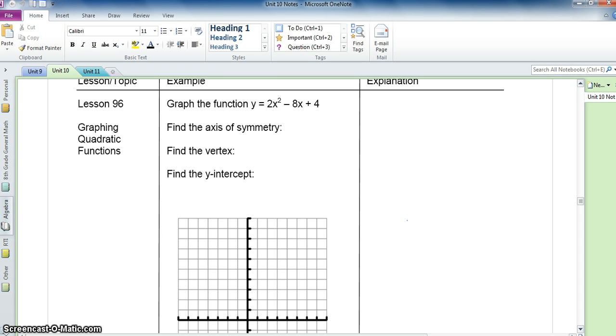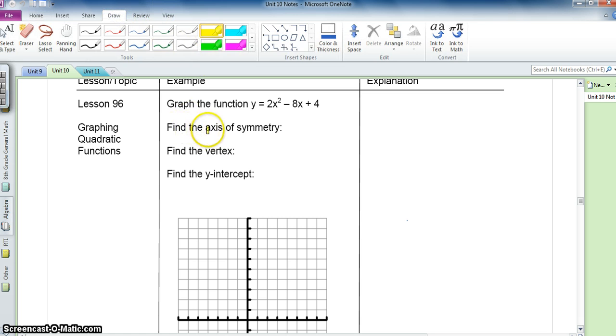It says graph the function y is equal to 2x squared minus 8x plus 4. And we're looking for the axis of symmetry, the vertex, and also the y-intercept. Those three things we need to be able to graph a parabola. Let's start with the axis of symmetry.